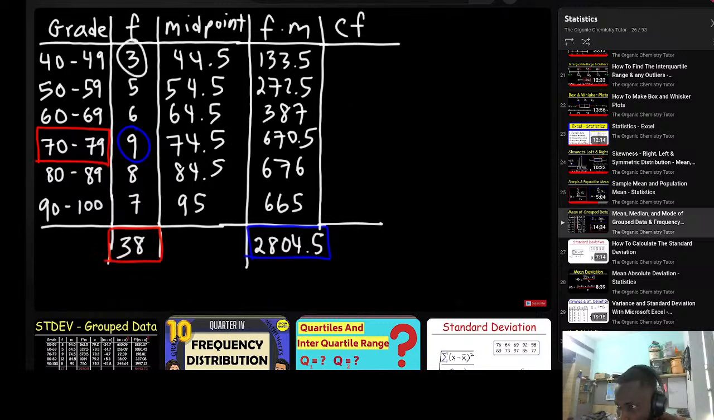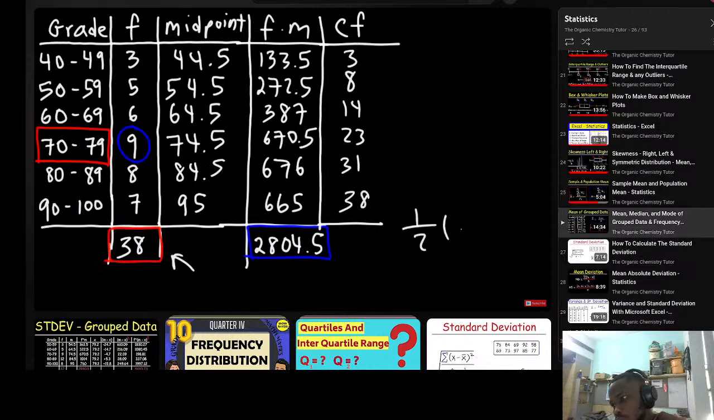We're going to start with this number 3, and then we're going to add 5 and 3 together, which will give us 8. Then we're going to take this number, add 6 to it, that's going to be 14. And then we're going to add 9 to 14, which gives us 23. And then 23 plus 8 is 31. And then 31 plus 7 is 38. So we get this number, because there are 38 students.